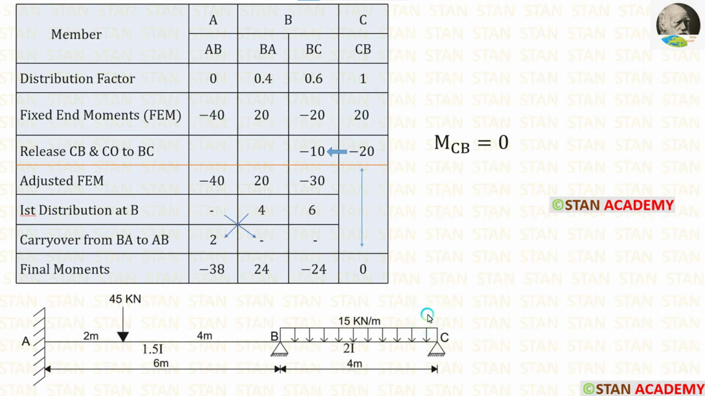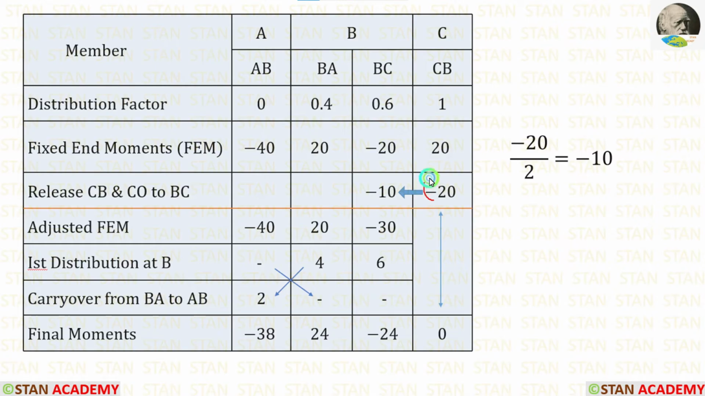In the point C, there will be no moment because it is a simply supported end. So MCB is equal to 0. In this case, we have to make CB 0. For CB, the fixed end moment is 20. When we add minus 20 with this 20, we will get 0. We have released CB and we have to give carryover from CB to BC. So half of minus 20 will go to BC. Minus 20 upon 2, we will get minus 10. Let us apply that.